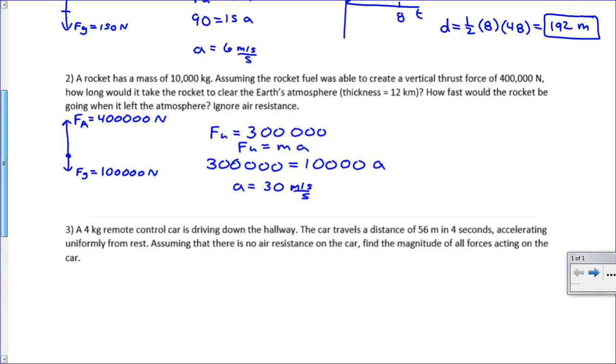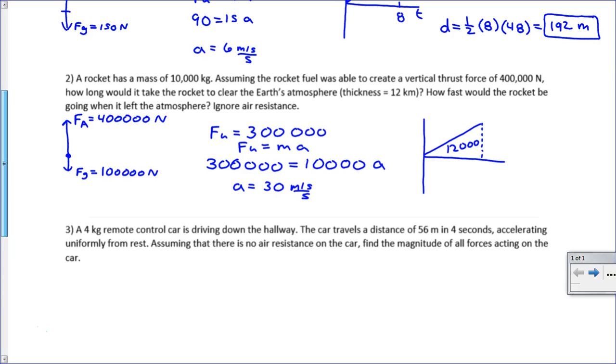Now we have a situation where we have a velocity versus time graph that we can make, and the information that we have about it. It's starting from rest, because a rocket starts on the ground, it's not moving. It takes off, accelerating upward in the positive direction. We know that it travels a distance of 12 kilometers because that's the thickness of the atmosphere. So the distance traveled is 12,000 meters, because 12 kilometers is 12,000 meters.